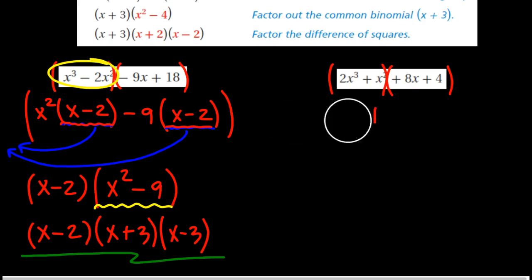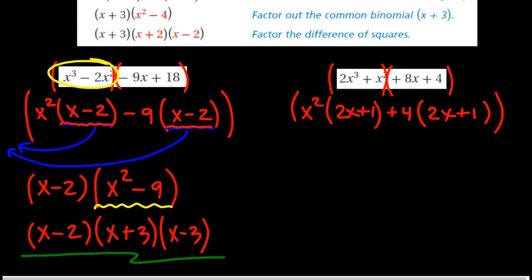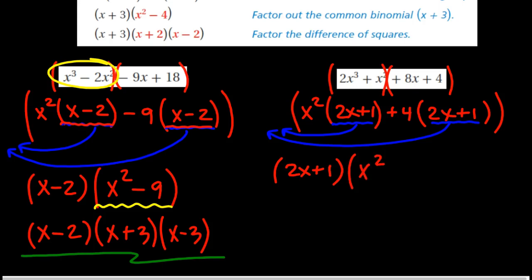Wait, sorry. Right, let's back it up. Let's take an x squared out of there. There we go. Take an x squared out of there, and I'm left with a 2x plus 1. And the other one, take a 4 out, so plus 4, and you're left with 2x plus 1, and lo and behold, they match. So I have a match here of a common binomial pair that I can factor out. So I factor out that common binomial pair, and I have 2x plus 1 now, and the leftover stuff is x squared plus 4.